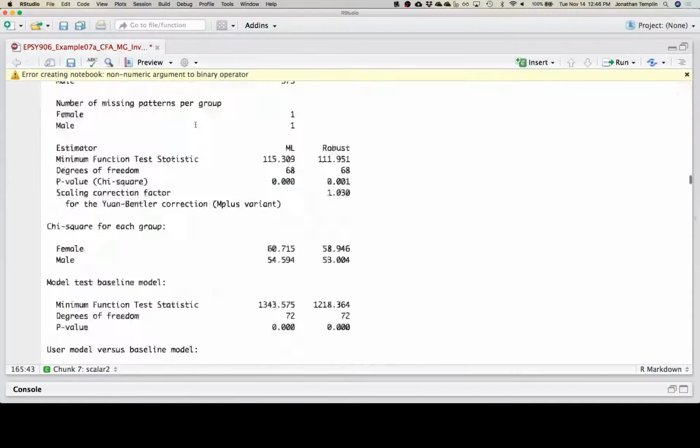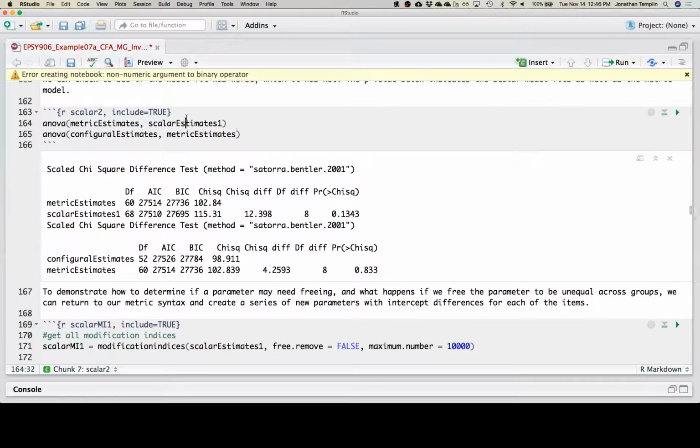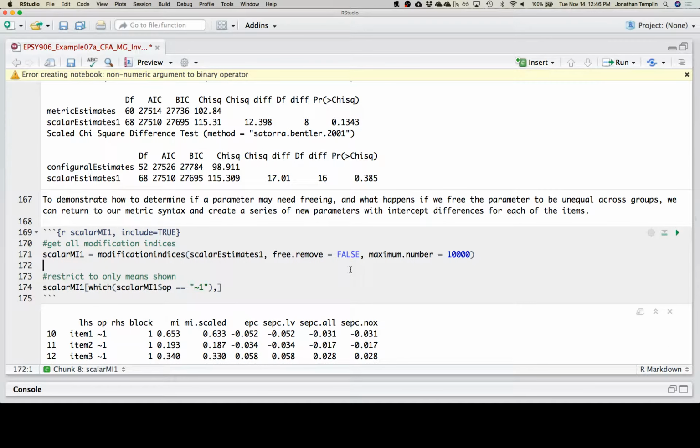So, actually, hang on. Let me just double check. Yeah, we're in scalar right now. I want this to be scalar estimates. So not only do we fit roughly the same as the metric model, we also fit roughly the same as the configural model. That's what it's saying. So in this, just to show you what would happen if things are off. This data is really too good to be true, I feel like. But if things were off, let's just go through what would happen.